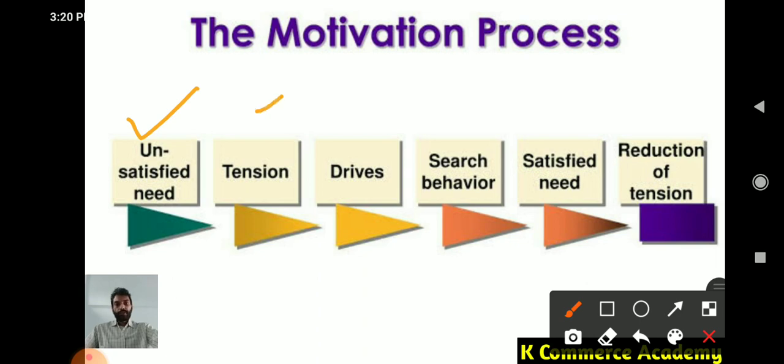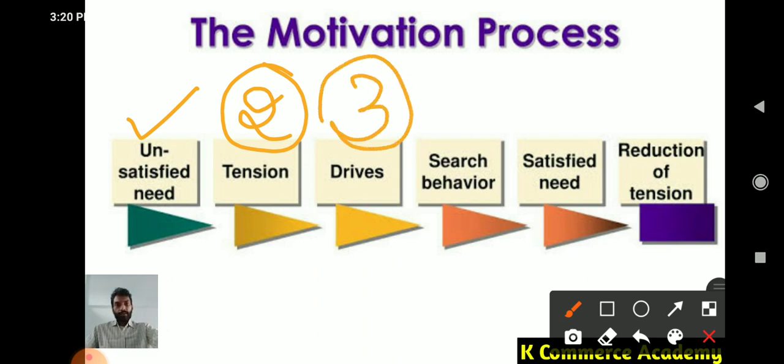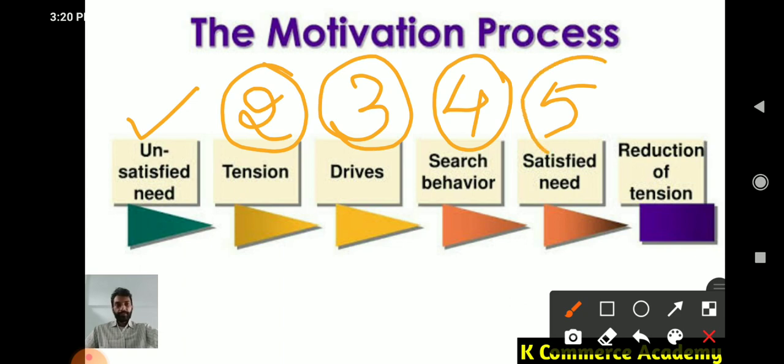Secondly, whenever there will be an unsatisfied need in the mind of a person, it will create tension in his mind. Tension will develop a restless behavior, and it will create a motive or a drive in the mind of the person. What kind of motive? Motive to search for the satisfaction of his unfulfilled need. When the person will start searching, definitely he will get certain motivator, he will get certain incentive, and that will satisfy his need. And as soon as the need gets satisfied, it will reduce the tension in the mind of the person. So we have total 6 steps in the process of motivation.